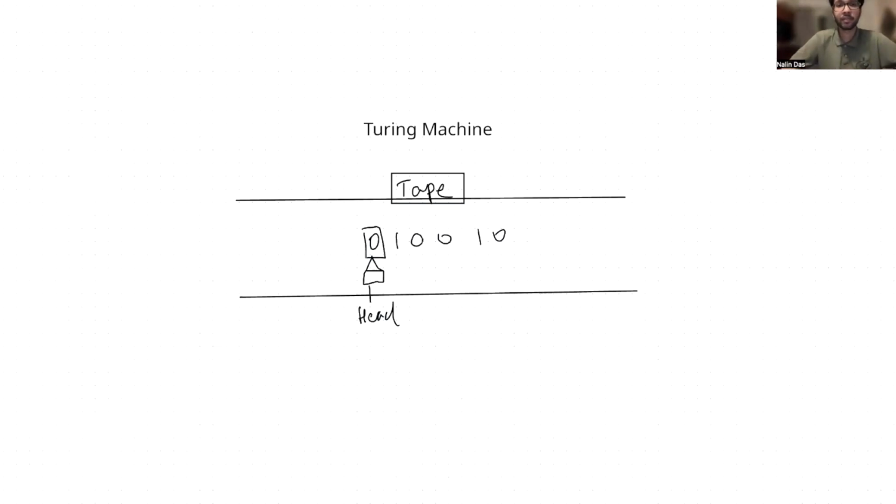So the next topic is what we call a Turing machine. A Turing machine is an abstract computer that can compute anything given enough time and memory. An example of a Turing machine could be a simple palindrome detector, right?